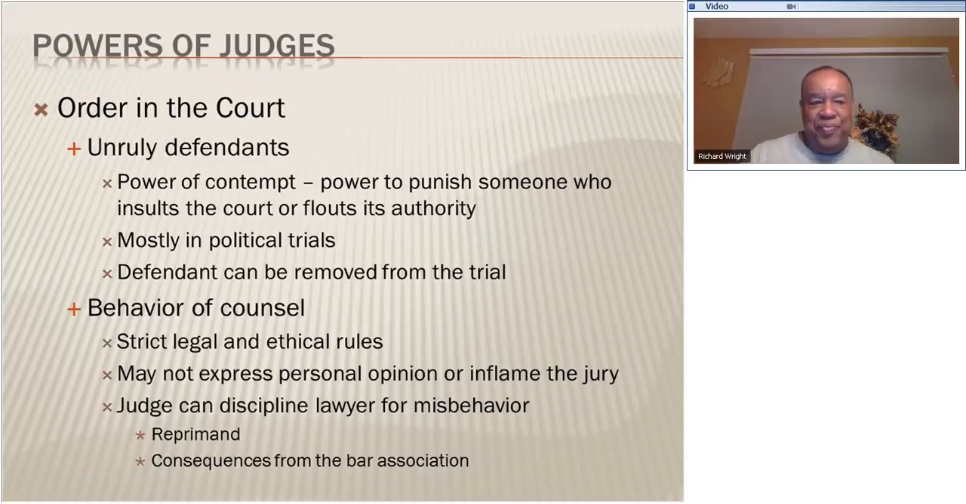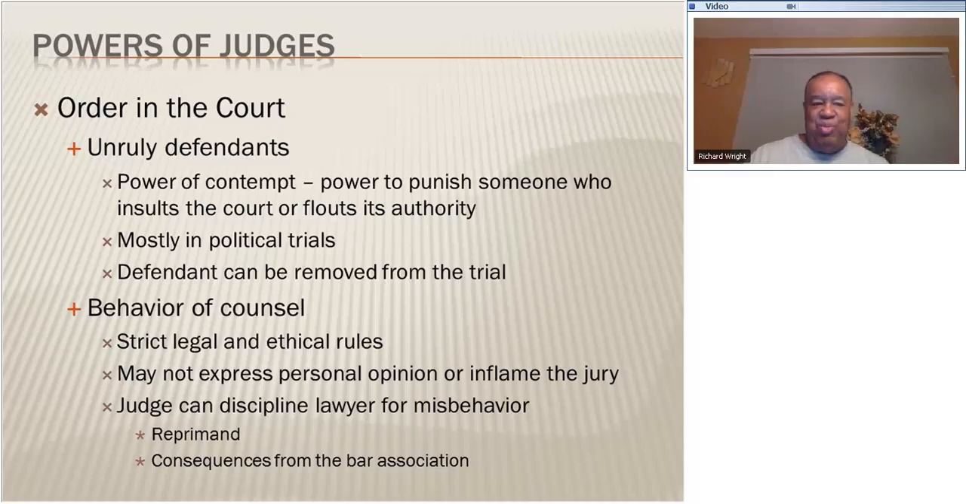Judges have to have control in their courtroom. They have to make sure that they deal with unruly defendants. They have the right to issue contempt citations, and this takes place a lot in political trials, but it can happen in Casey Anthony. That was the case I couldn't think of earlier. We had an exercise in the class about that.